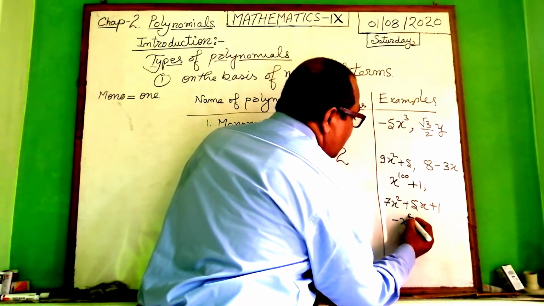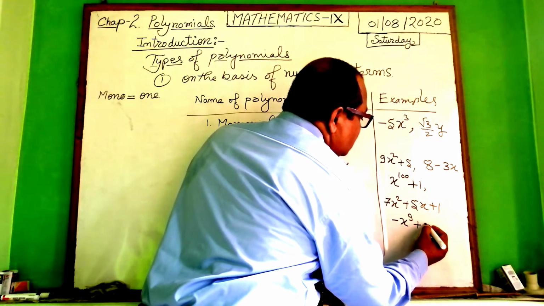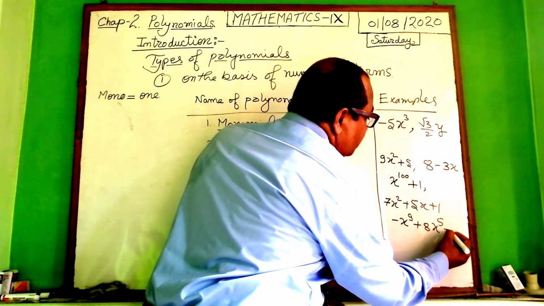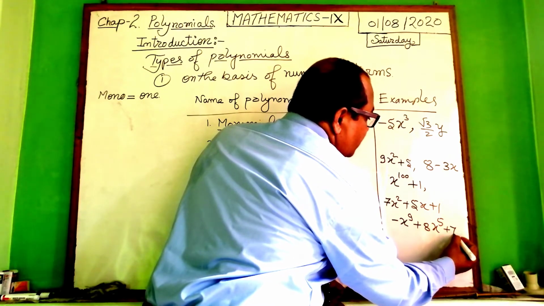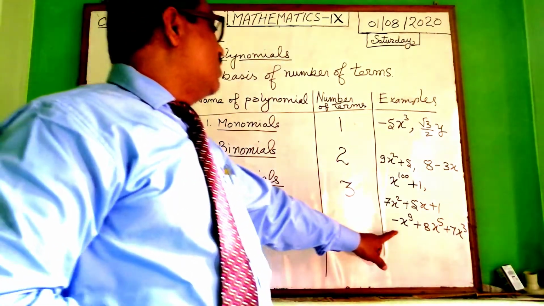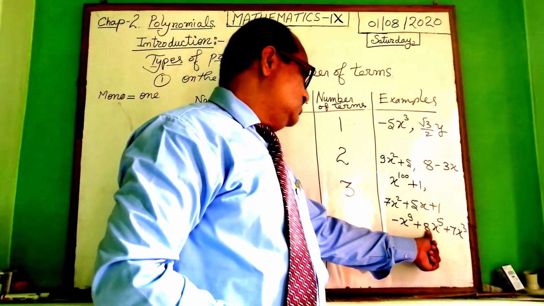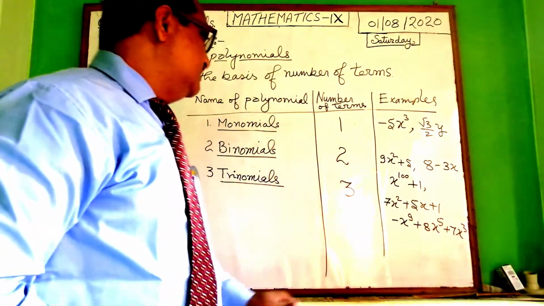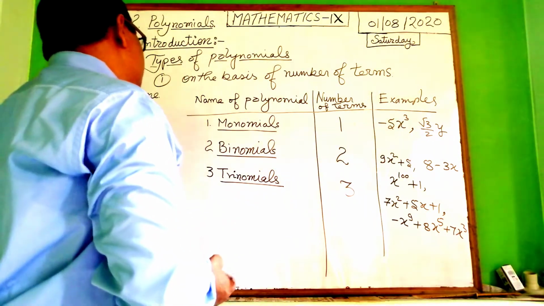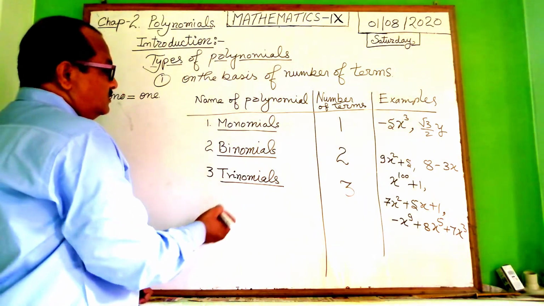x to the power 9 plus 8x to the power 5 plus 7x to the power 3, x cube. So how many terms does it have? 1, 2, 3. It has 3 terms. So its name is trinomial, and so on.